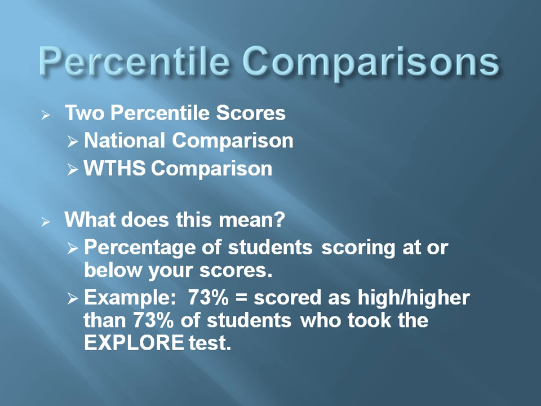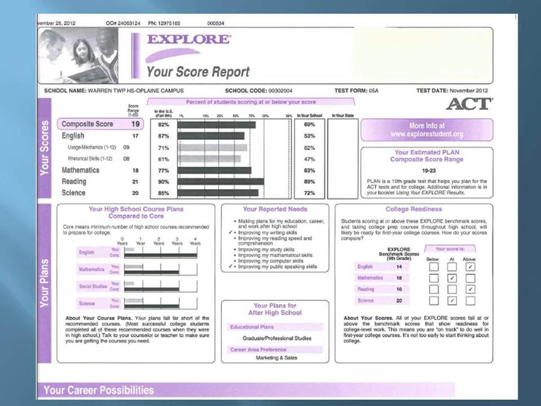What does the percentage mean? It tells you the number of students scoring at or below your score. For example, if your score was in the 73rd percentile, that means you scored as high as or higher than 73% of students who took the Explore test. It's important to remember that for this test, 50% is average. Therefore, if your percentage was 50% or higher, that means your score was average or above average.